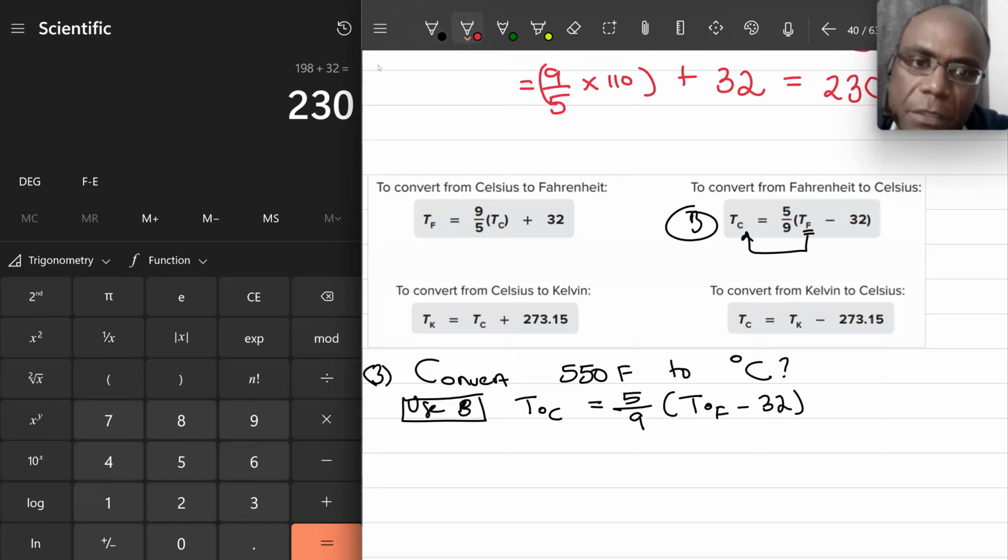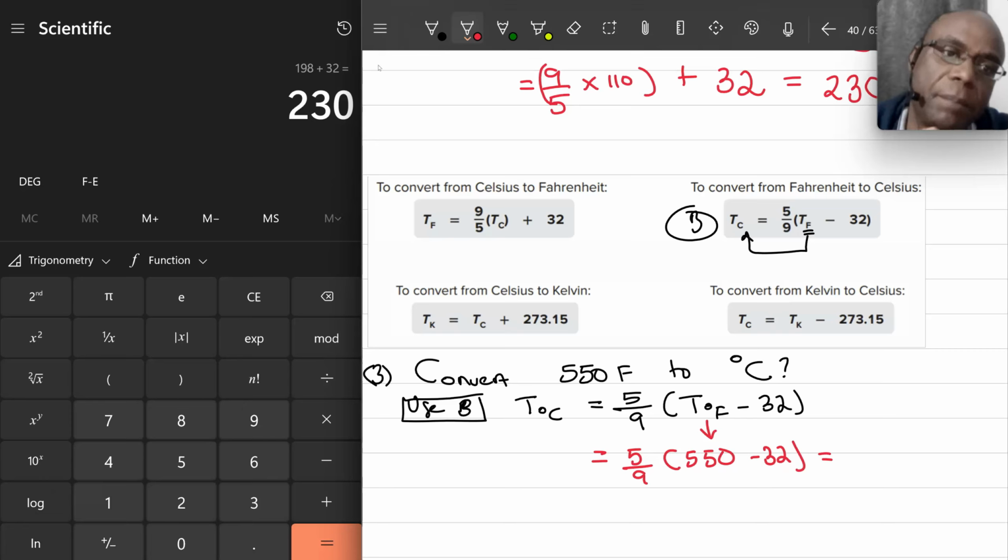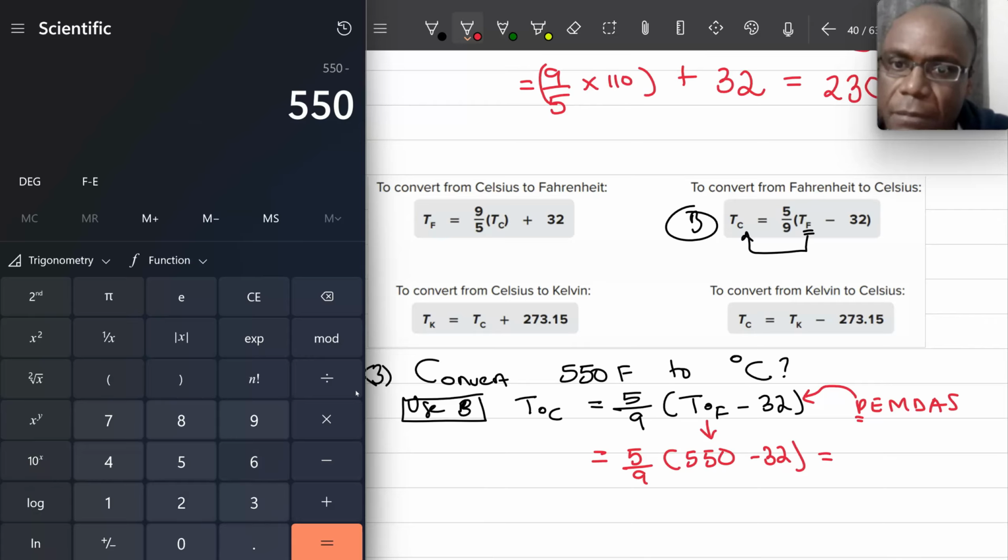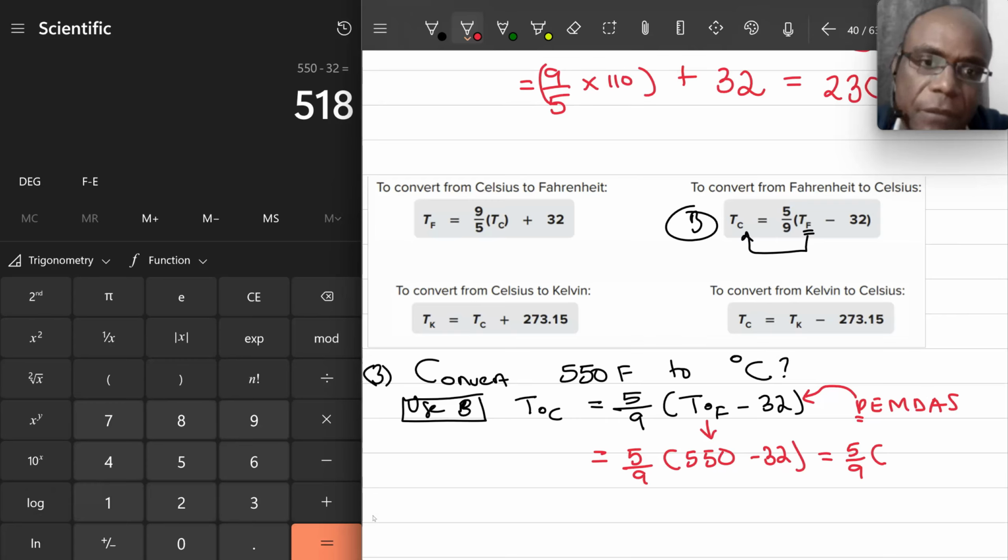All that is left for me to do, my friends, is just to plug in the numbers. So I was given 550 Fahrenheit minus 32. You can use PEMDAS: Please Excuse My Dear Aunt Sally. So we do have parentheses. That's where we should start. That's the P. So 550 minus 32 is 518. So we'll need to do 5/9 of 518.